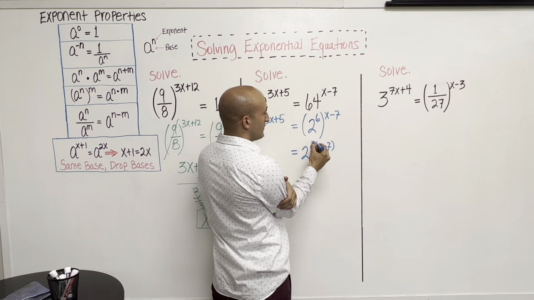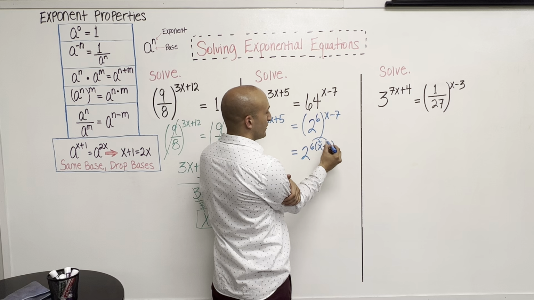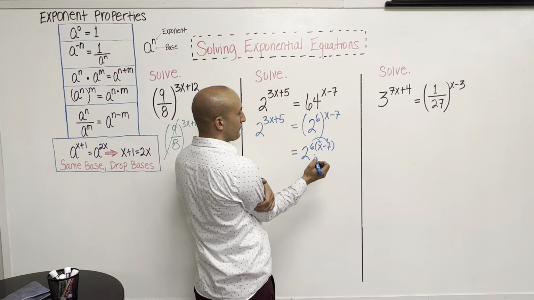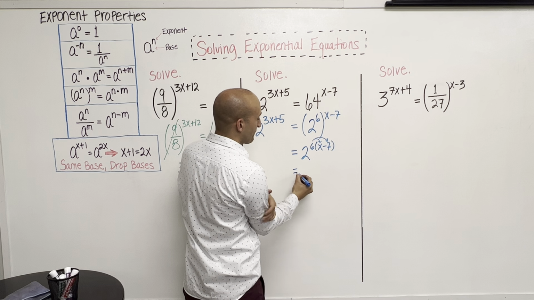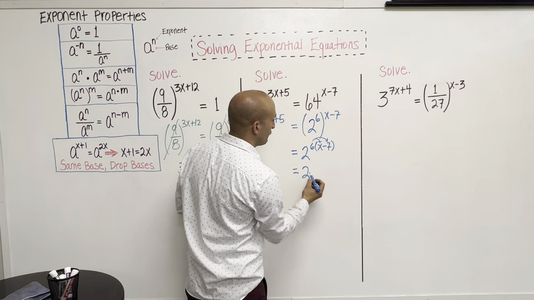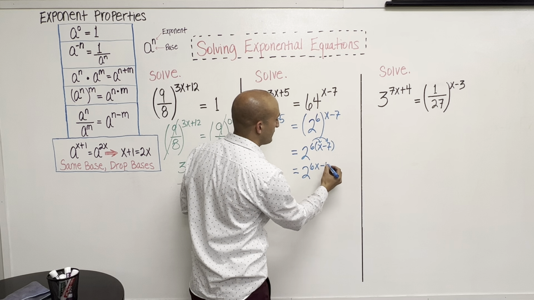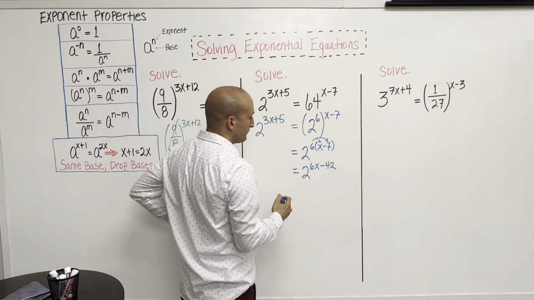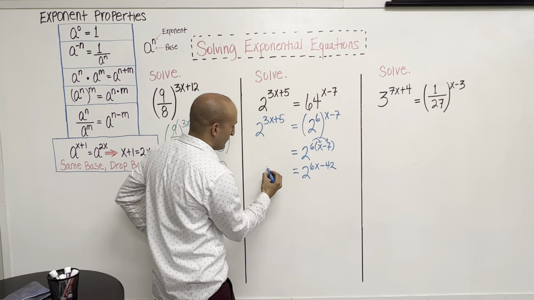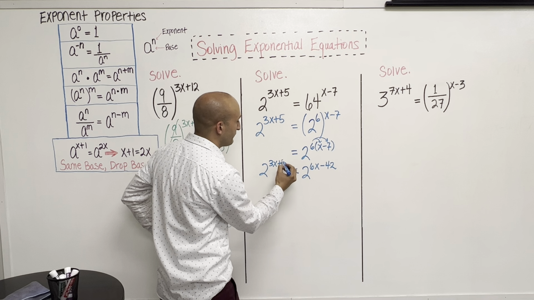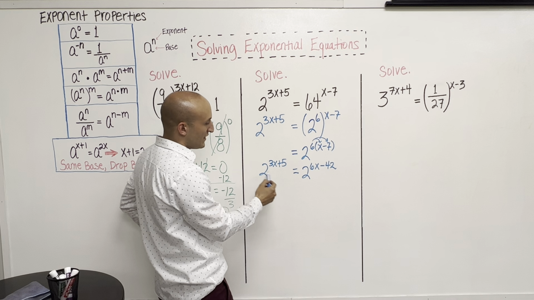So we're going to distribute there. I'm multiplying those two, and I'm left with 2 raised to the power of 6x minus 42. And then here we haven't done anything on the left side, so we're just rewriting this. Same base.